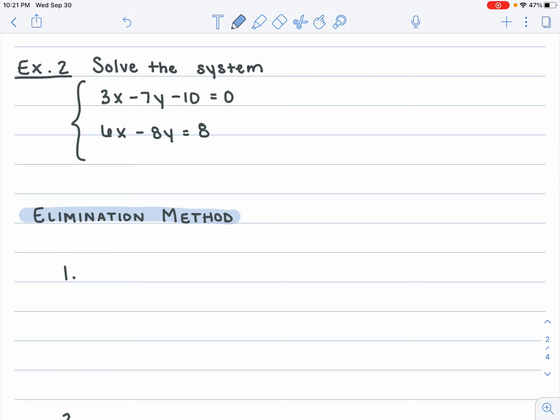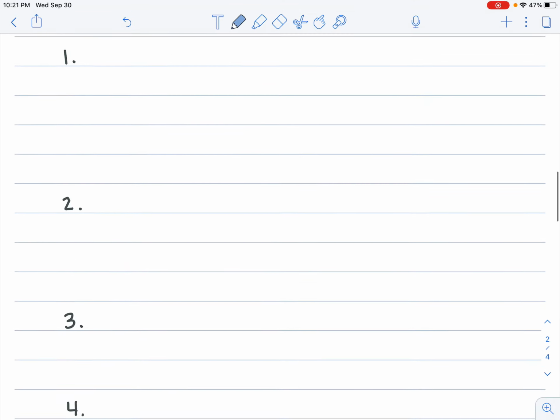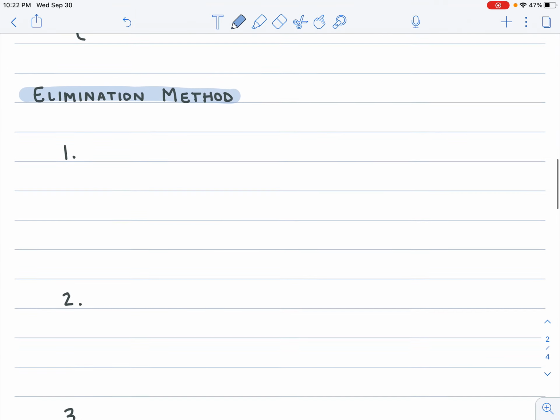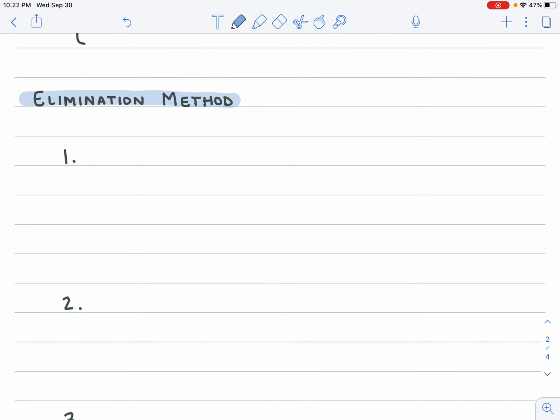The second method that is algebraic is elimination. This is my personal favorite. I think it's a little bit more self-sufficient and a little bit quicker. The system here is 3x minus 7y minus 10 equals 0, and 6x minus 8y equals 8. Like before, we have steps here. This is a 4-step method as well.